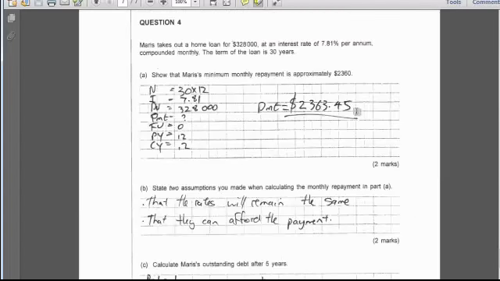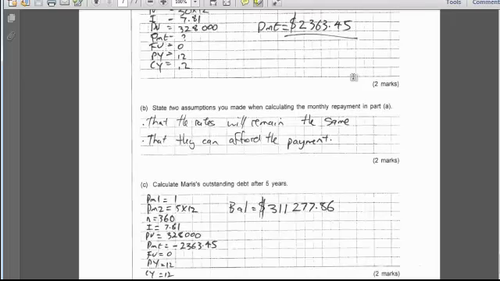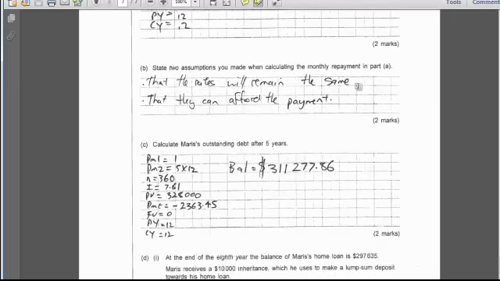So page 8. Maris takes out a home loan. They show that the minimum monthly payments are about $2,360. So it's a PV question because the PV is the loan. So PV is $328,000, I is 7.81, N is 30 times 12, and P/Y and C/Y are 12. So you get $2,363.45, which is approximately that. State 2 assumptions: that the rates remain the same and that they can actually afford the payment. There might be others there, but those are the 2 that I thought of straight away.